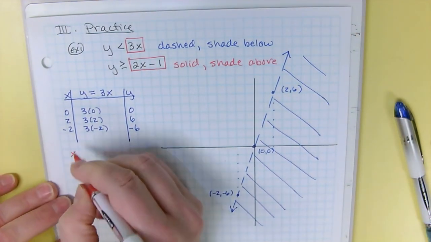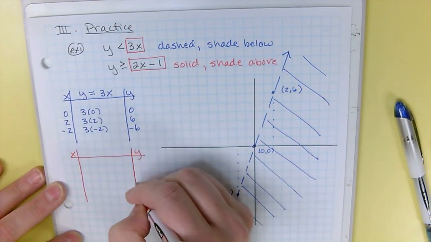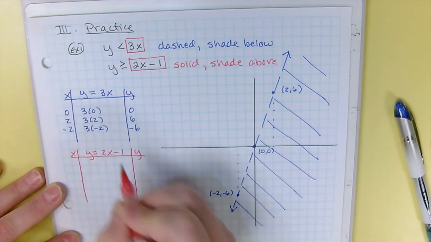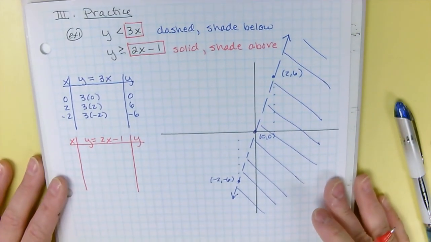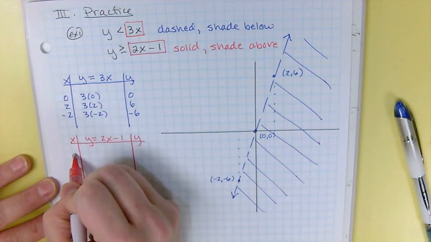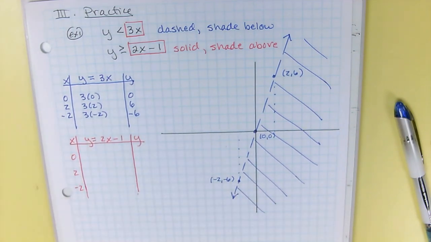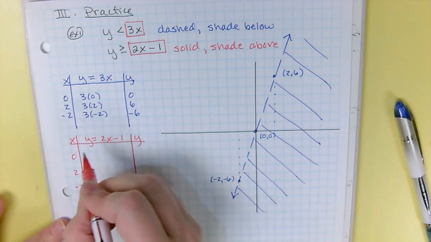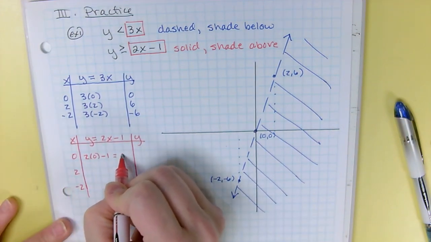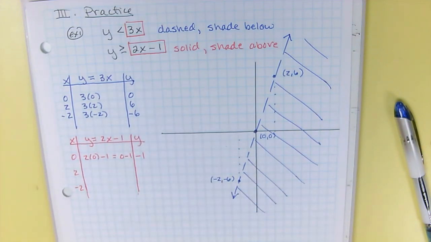All right, let's do the second one. And again, treat it like an equality: y equals 2x minus 1. Our slope is 2, so you just need 3 whole number points. So again, I'm just going to use 0, 2, and negative 2. Subbing that into the equation, 2 times 0 minus 1 is 0 minus 1, or negative 1.